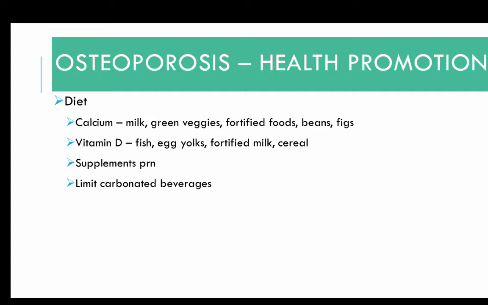Like when Rebecca was little, we gave her orange juice. She drank orange juice that was fortified with calcium. Also, beans have high levels of calcium, and figs.